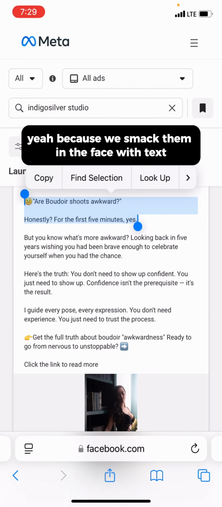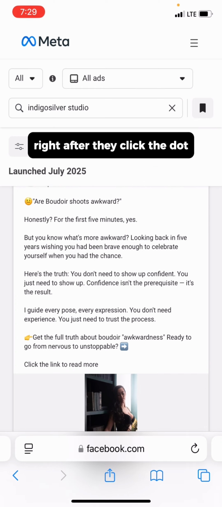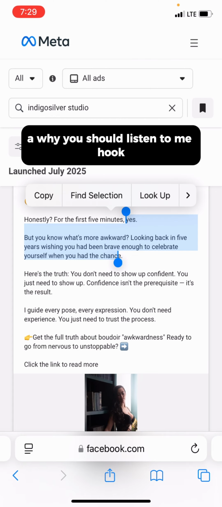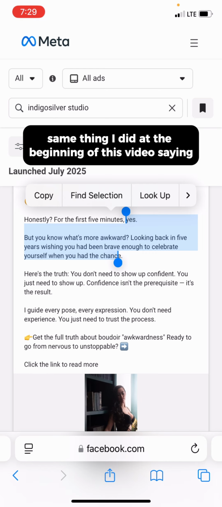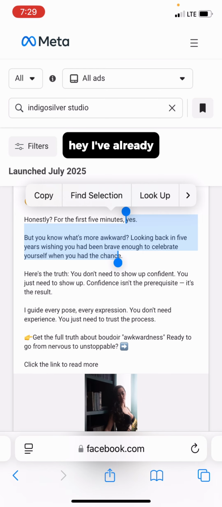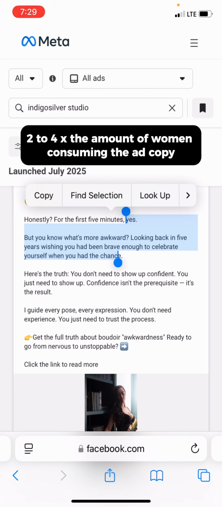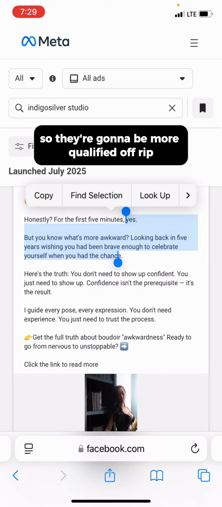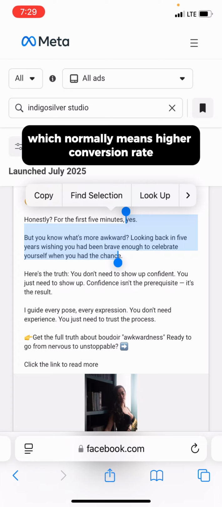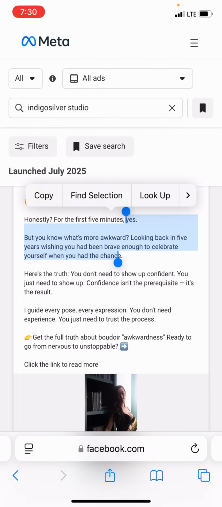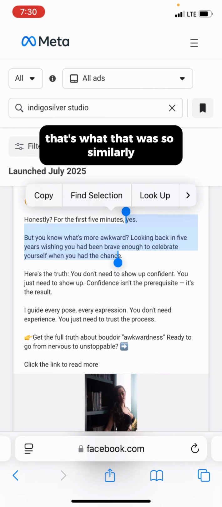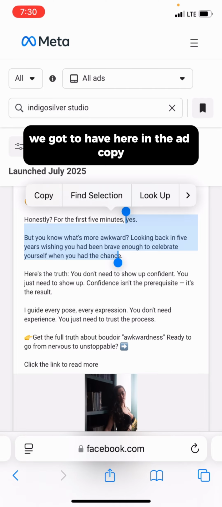Because we smacked them in the face with text, we need to literally have a hook 2 right after they click the dot dot dot see more. So we always want to use an authority hook, a why-you-should-listen-to-me hook. Same thing I did at the beginning of this video, saying, hey, I've already 2 to 4x'd the amount of women consuming the ad copy for the same ad spend. These women are actually more specific, so they're going to be more qualified off the bat, which normally means higher conversion rate. And again, all for the same ad spend, just fixing some of these top 10 mistakes. So that was, why you should listen to me and keep watching the video. That's what that was. So similarly, we've got to have that here in the ad copy.